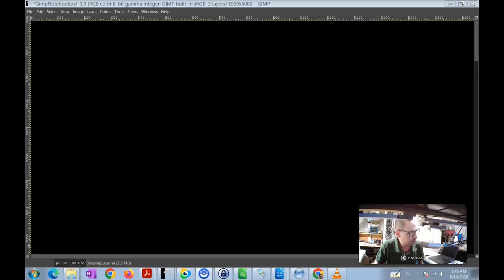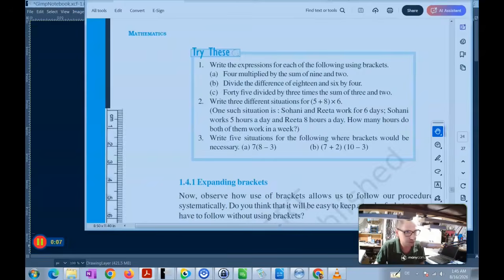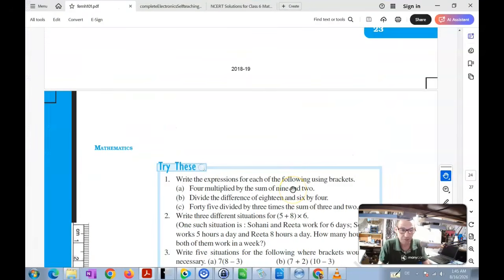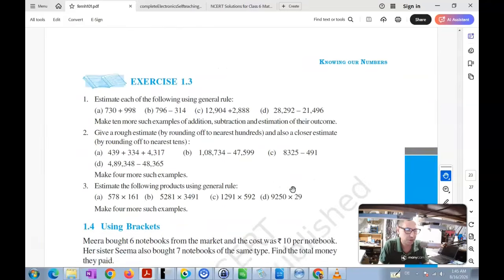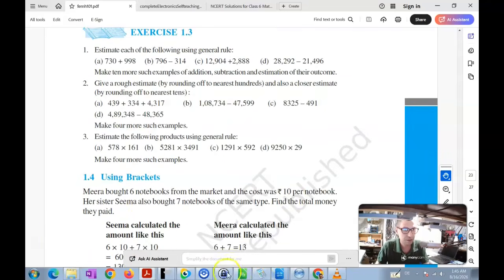Now let's take a look at exercise 1.3, which is right over here, and here you want to estimate these operations. For example, they have some addition, multiplication, and subtraction, that sort of thing. And we have learned all of these in the previous section.